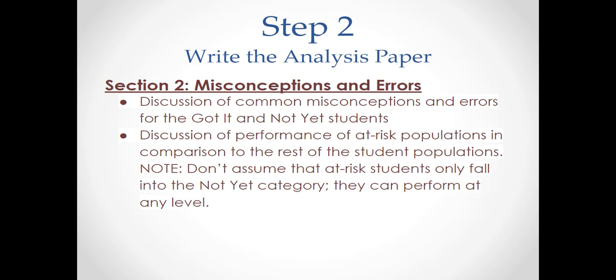And then also in this section, this is where you're going to put in your discussion of the performance of the at-risk populations in comparison to the rest of the group. So you will write about those things. There's not necessarily a limit on this paper, but you need to be thorough. Just make sure that one sentence is not going to cut it. You're going to talk a little bit more about that. Make sure that you elaborate and have a thorough discussion.